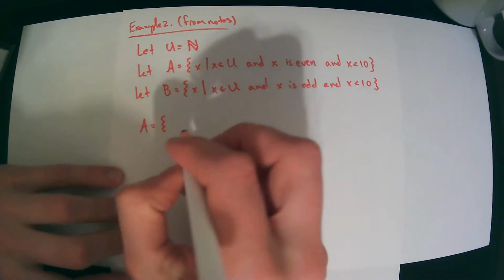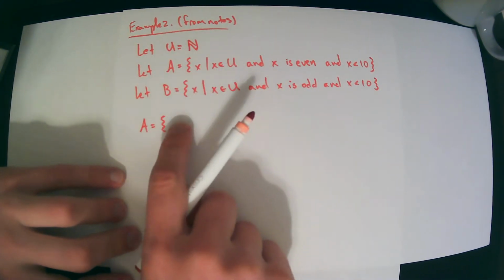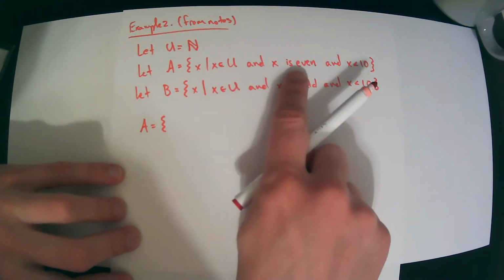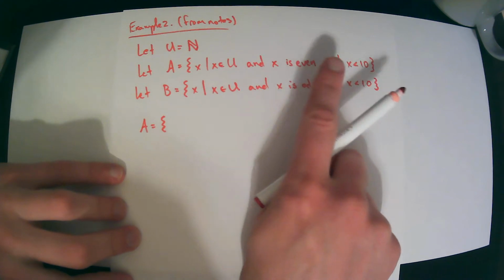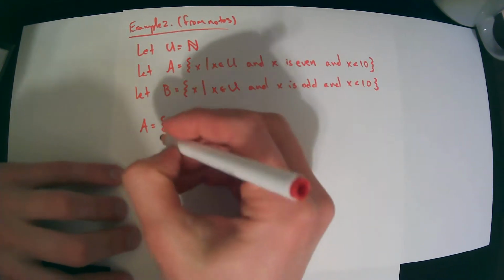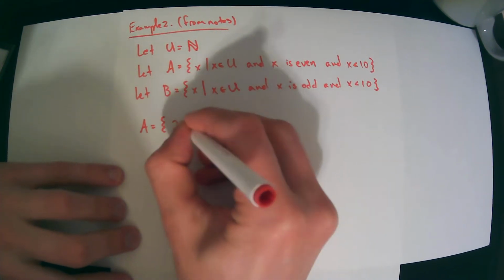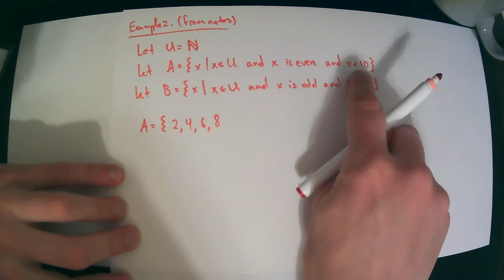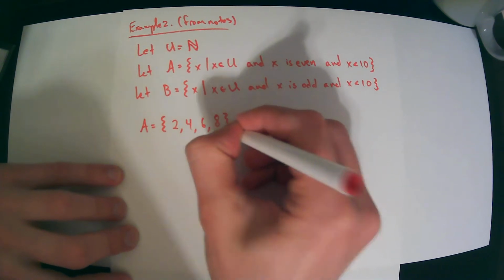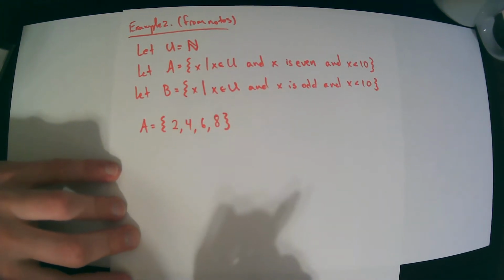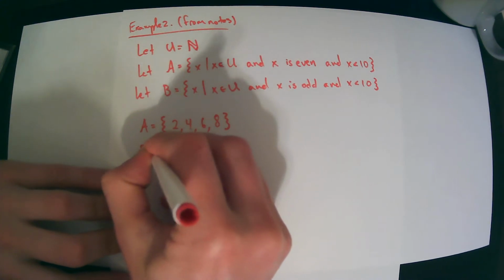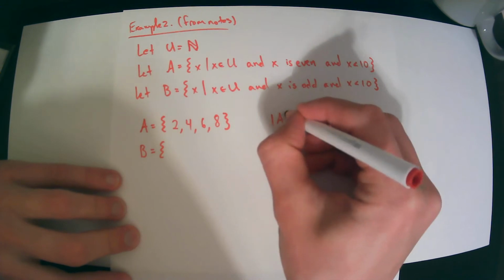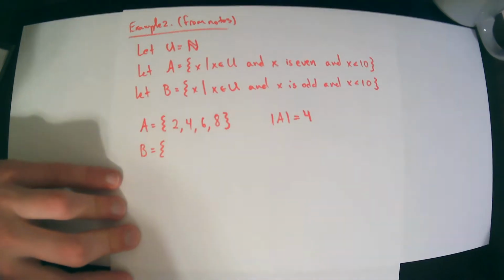So A is equal to the set of all natural numbers, which is an infinite set, so maybe roster notation's not the best idea, but it's even. Well, that's still infinite, but it's also less than 10. Okay, so I've got numbers like 2, 4, 6, 8, and that's it, because it has to be less than 10, so I'm not including 10. So there it is, there's A, just 4 elements. What about B? Oh, so, by the way, since I said 4 elements, I might as well list that the cardinal number of A is 4.